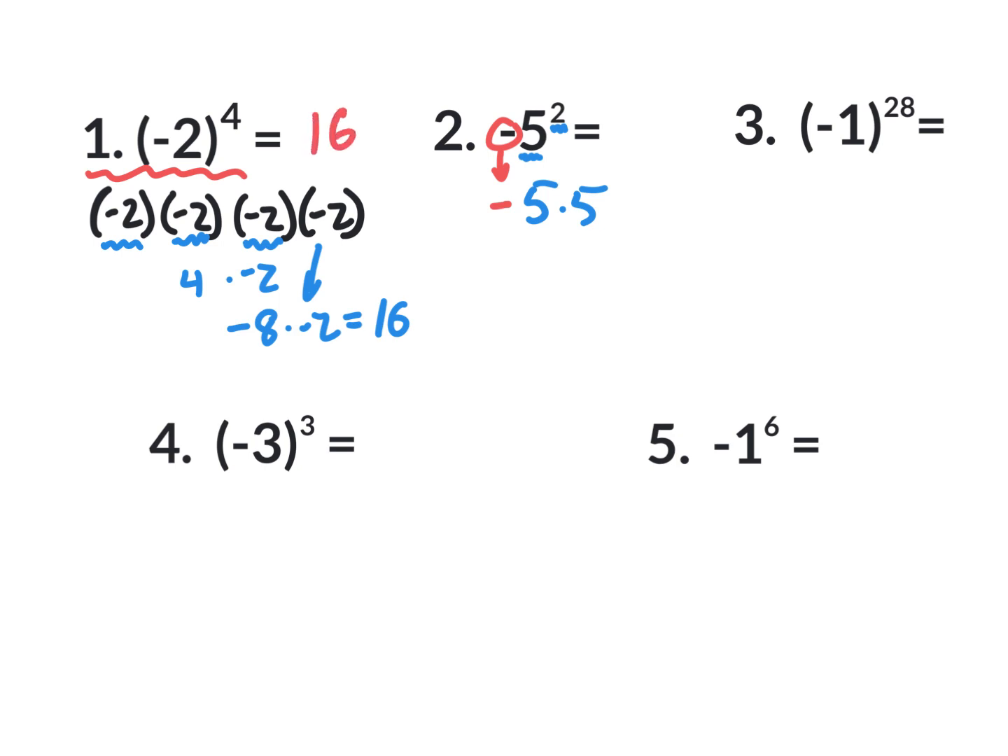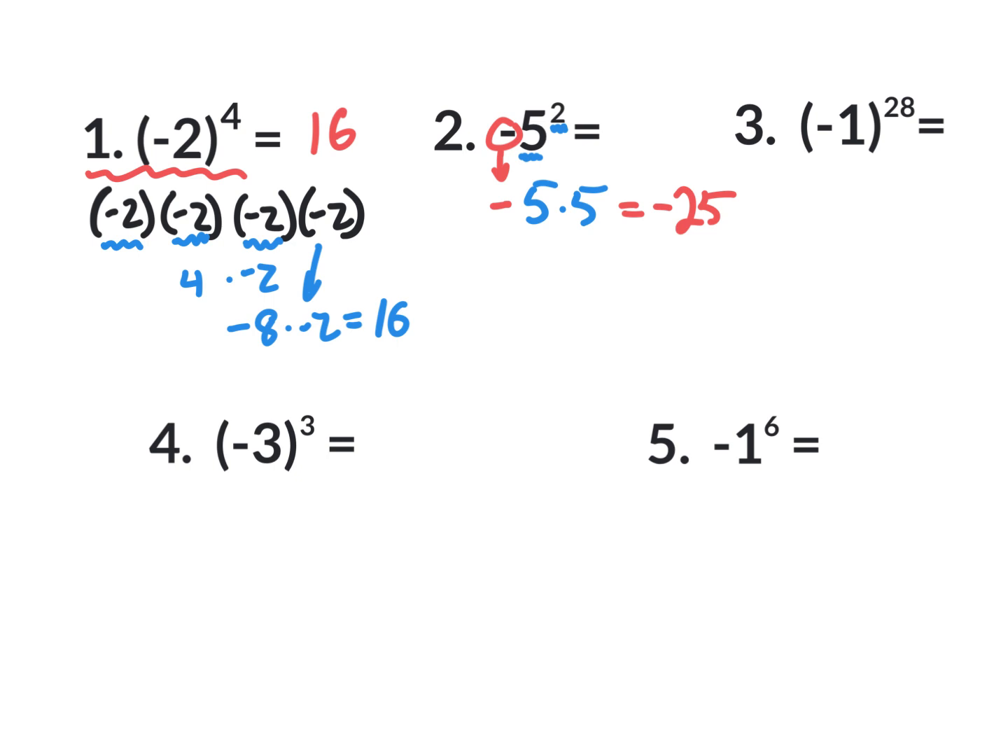Moving on to number 2 here, we have 5 squared, that's 5 times 5, bring the negative down. So that's really a -5 times a +5. The answer there is -25. A negative times a negative equals a positive, right? Like over here, -2 times -2, that was a +4. But right here, a negative times a positive, that's a negative, all right?